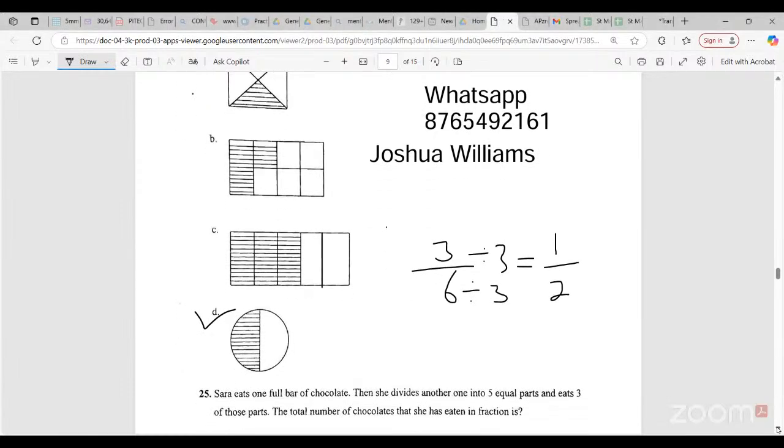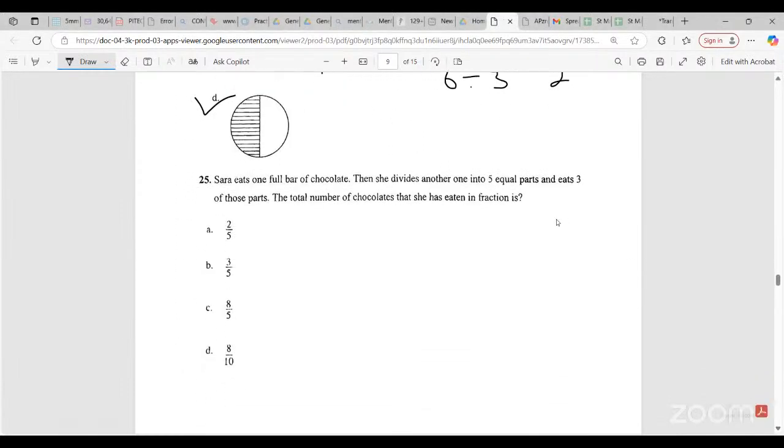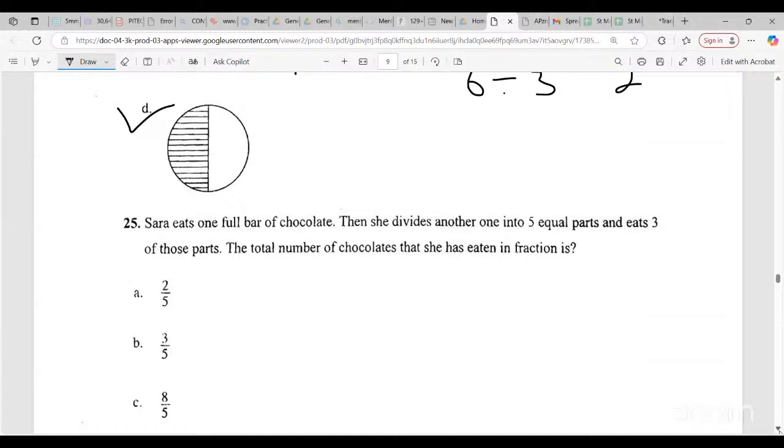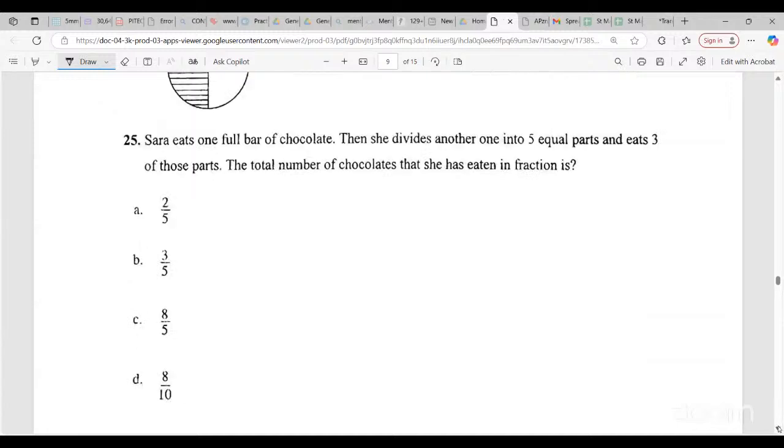Good job. So we're on to 25. This one can be a little bit tricky, so I want everyone to read it carefully. Read it at least 3 times. Those who read fast, read it 4 times. All right.